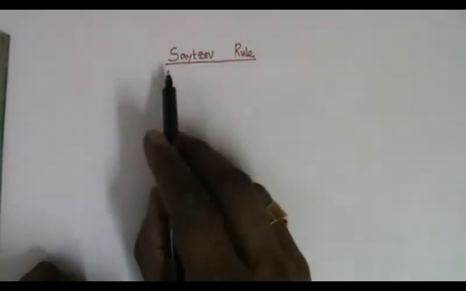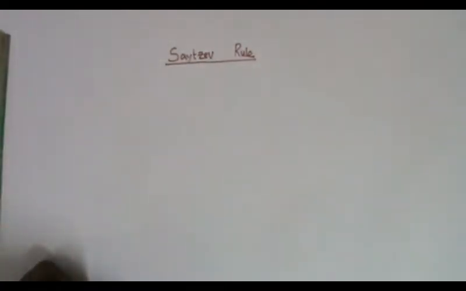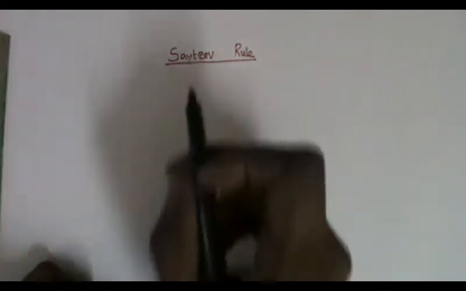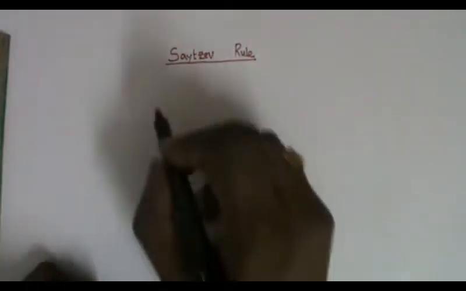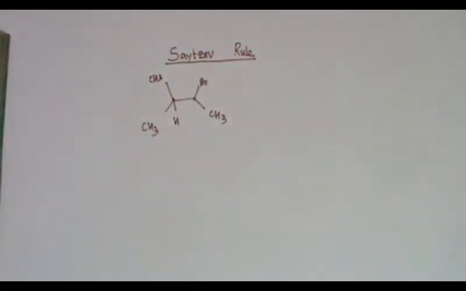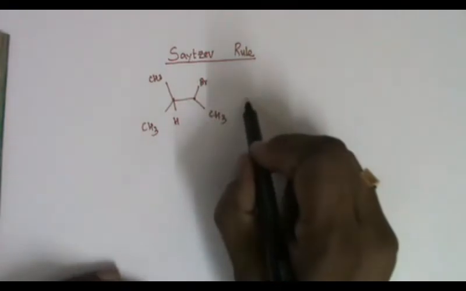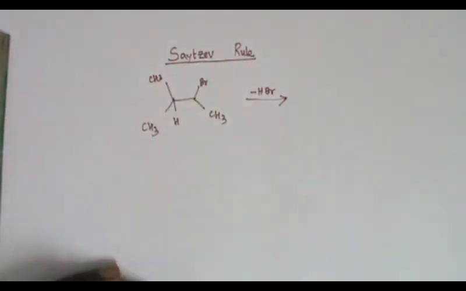In this video, we are going to discuss the Saytzeff Rule. In some books you can find some other spelling, but I don't bother much about that. Saytzeff. This rule is used to predict the major product in an elimination reaction. For example, I go for this halo compound. Now, this can eliminate HBr to give two different products.